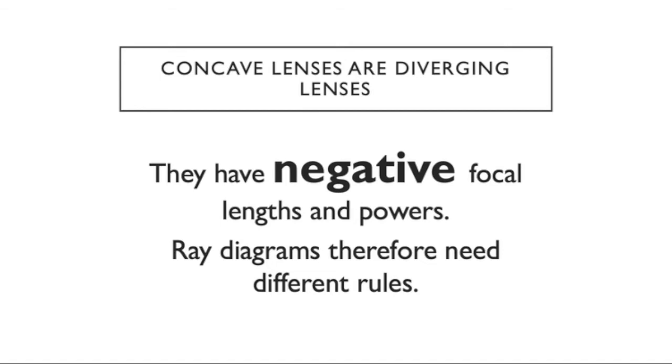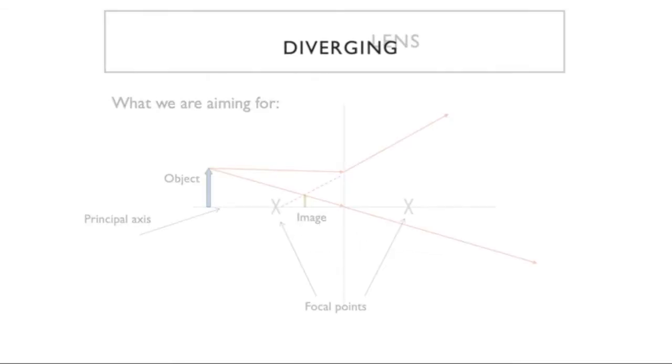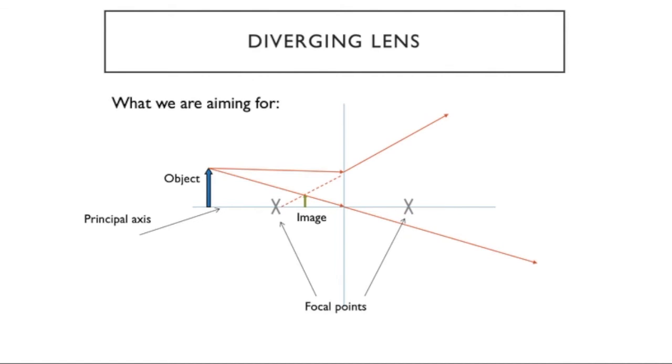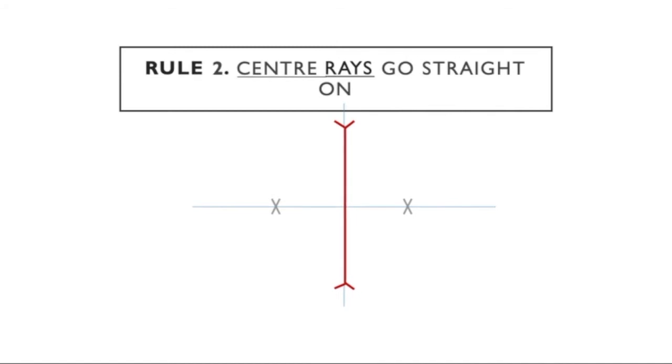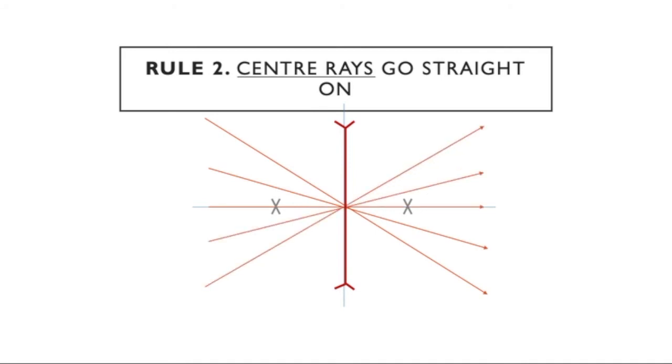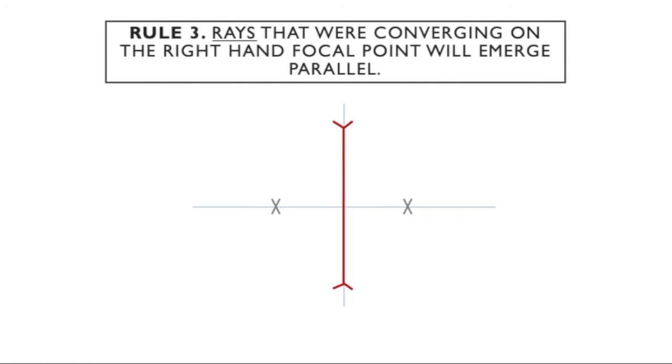Concave lenses are called diverging lenses, and they have a negative focal length and power. Ray diagrams therefore need different rules. This is the kind of diagram that we will draw when we're looking at diverging lenses. Rule 1 is that parallel rays emerge as if they originated from the left-hand focal point. Rule 2 says that center rays go straight on. And rule 3 says that rays that were converging on the right-hand focal point will emerge parallel.